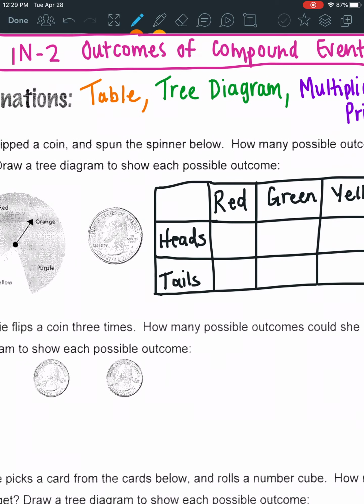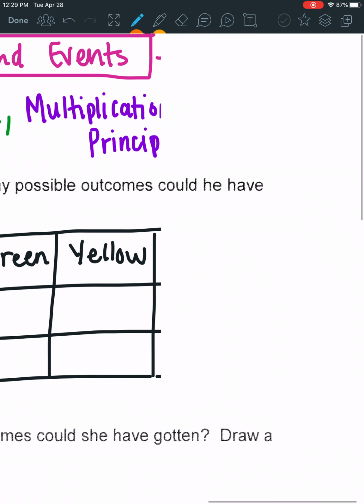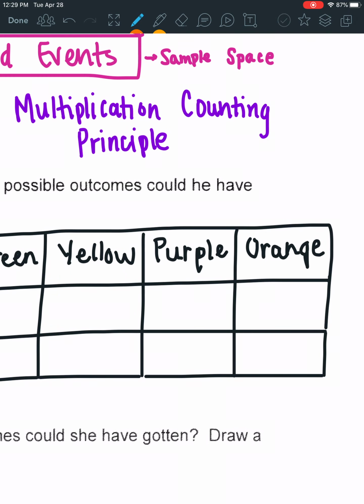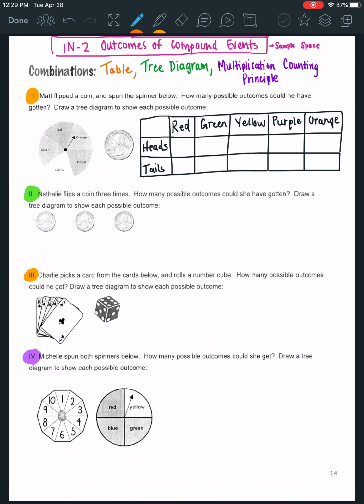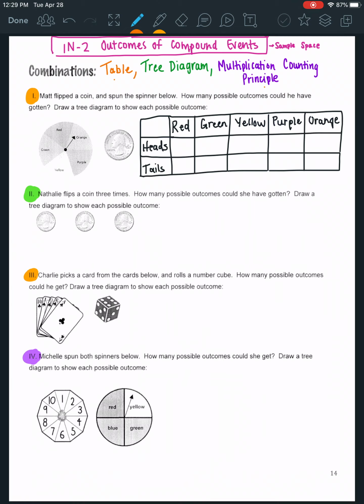If you're looking for more examples or help, look for what I have here in the box, IN-2, outcomes of compound events. And off to the side here I wrote that outcomes of a compound event is the same thing as sample space. So if you ever see those two words, that means to list out every single possible outcome, okay? I'm going to show you three different ways to find sample space: by a table, by a tree diagram, and by the multiplication counting principle. I've color-coded them, so I'll show you a table a couple times, a tree diagram, and then the multiplication counting principle.